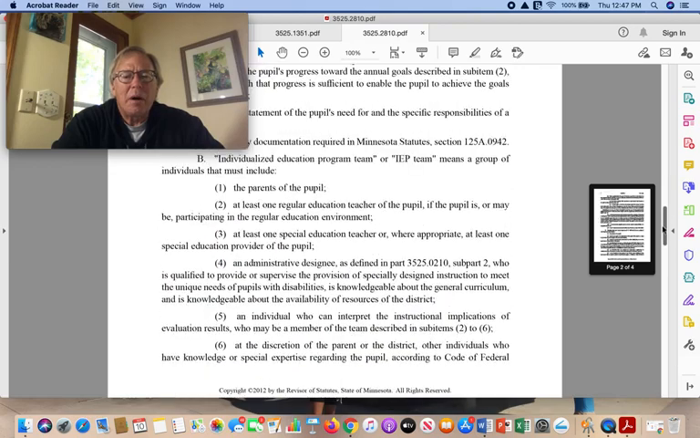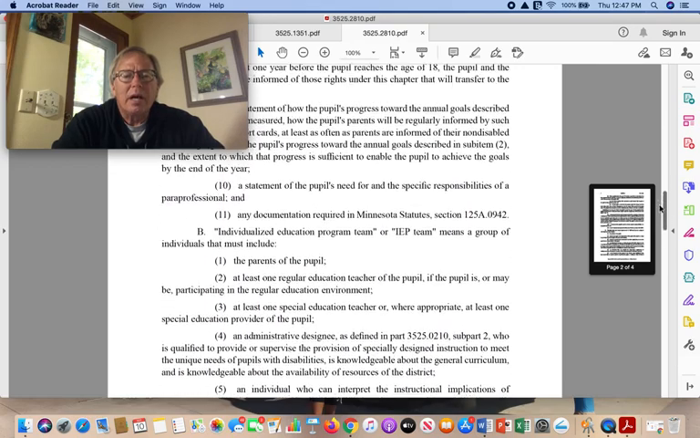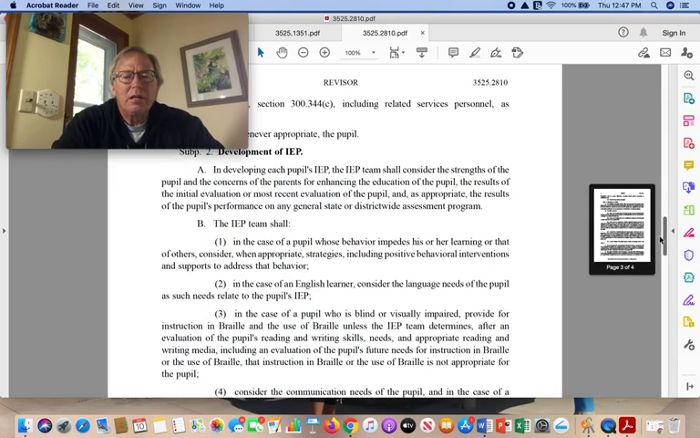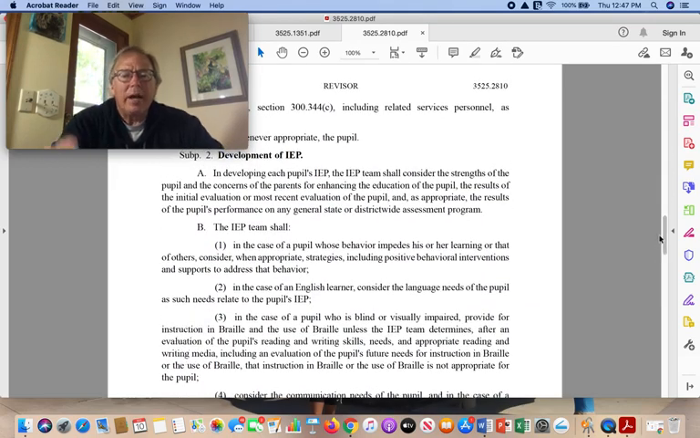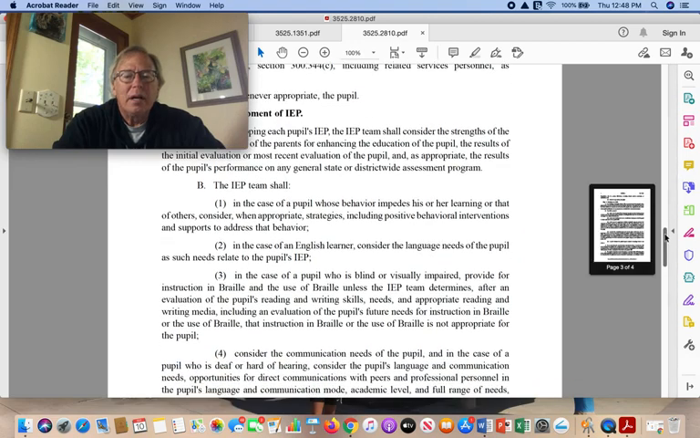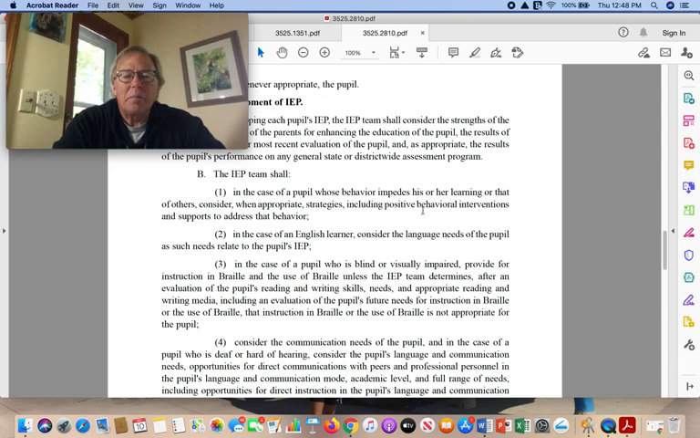If you have questions about where your part is on a special education team, this is a really good place to go for clarification and making sure your team is, so to speak, playing by the rules, not just trying to come up with what they think is going to work for the student. It really is based on rule and law. If you look at the IEP team shall, in the case of a pupil whose behavior, sometimes they develop strategies, including positive behavior interventions and supports. So those are the students that we work with too.